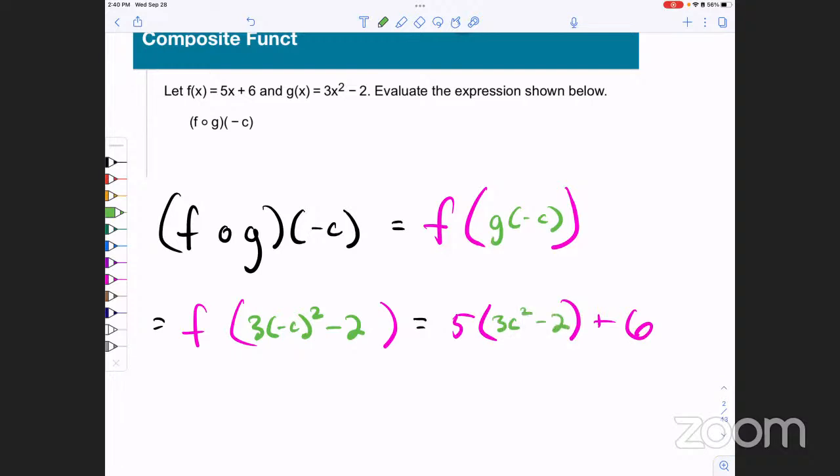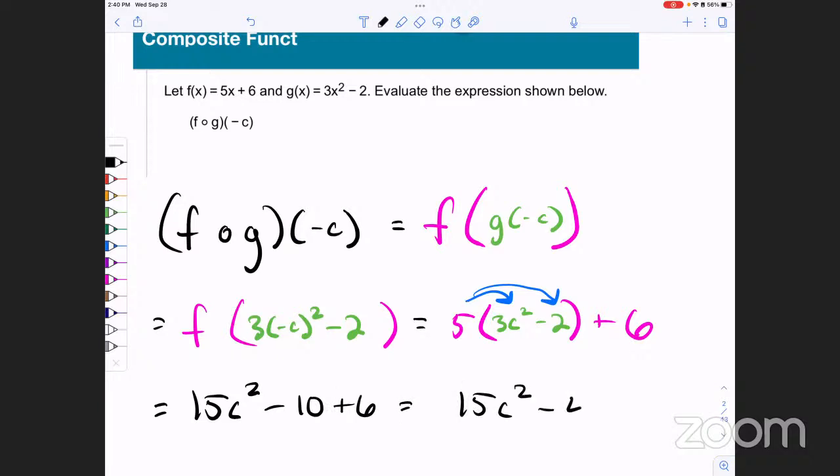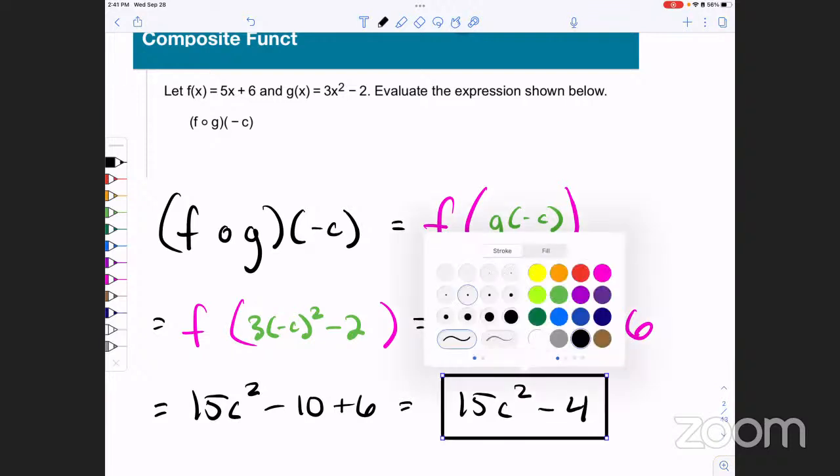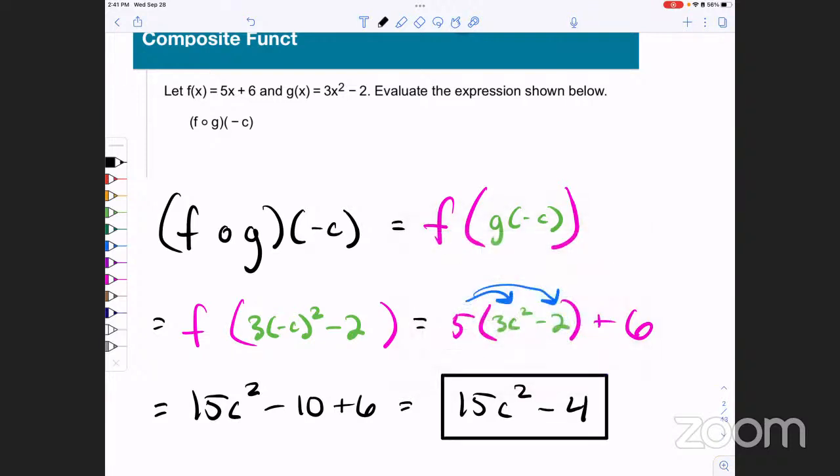Then if we simplify, we distribute, and we get 15c squared minus 10 plus 6. So then we get 15c squared minus 4. This is all the stuff that I didn't write out the first time. I just did it audibly and kept updating the text. My recommendation: you definitely want to write this stuff out. You don't want to try to do this in your head.